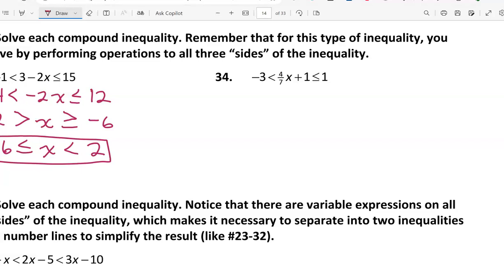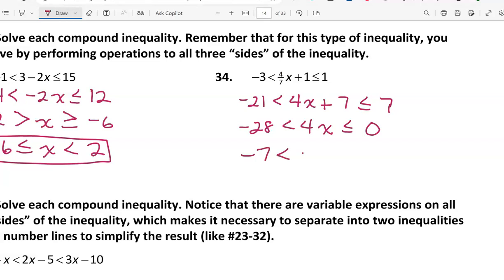In number 34, we can clear the fraction first by multiplying both sides, or rather all three sides, by 7. Don't forget to distribute times 7 to both terms in the center. Now let's subtract 7. -28 is less than 4x is less than or equal to 0. Dividing by 4, -7 is less than x is less than or equal to 0. So those are all the values between -7 and 0.